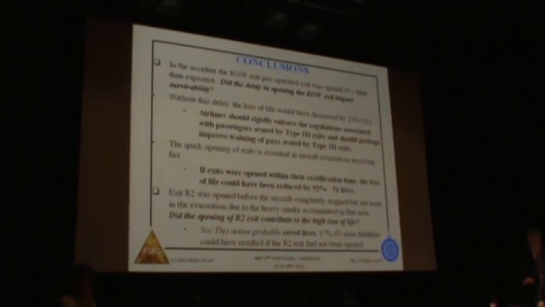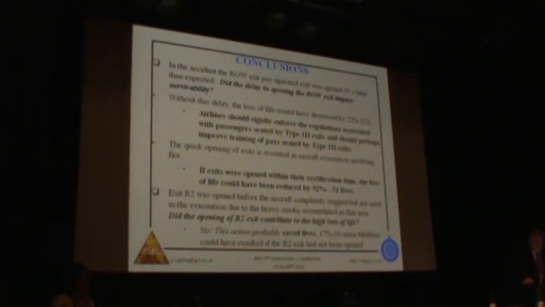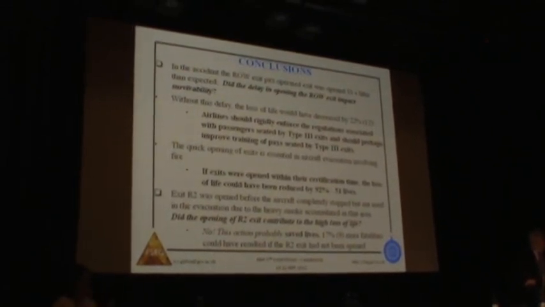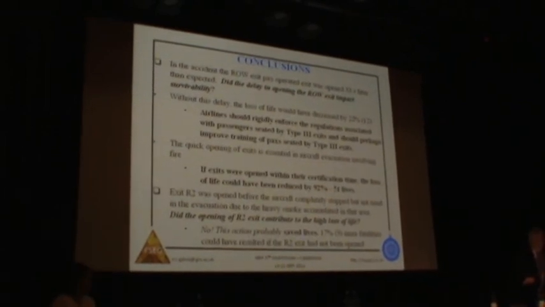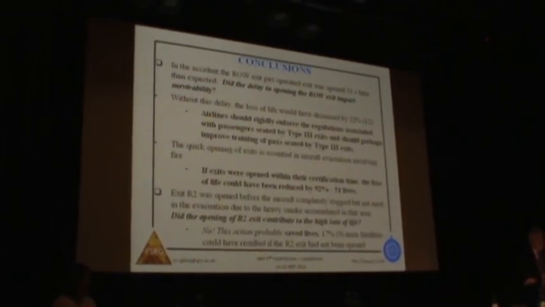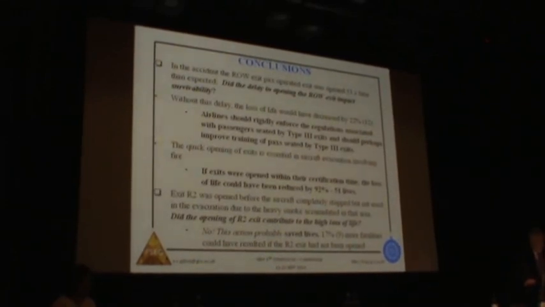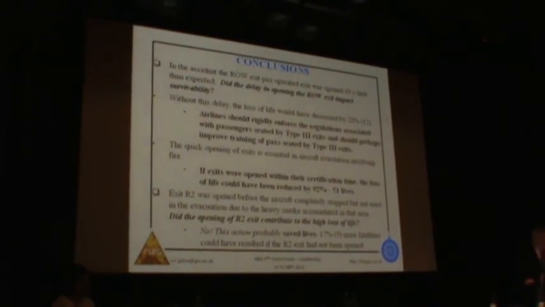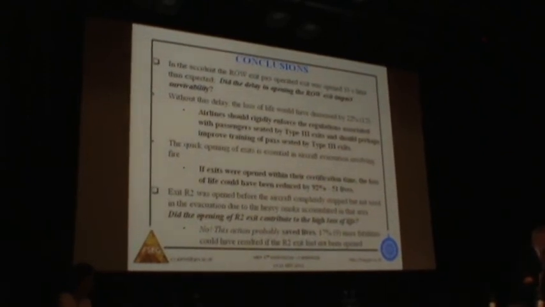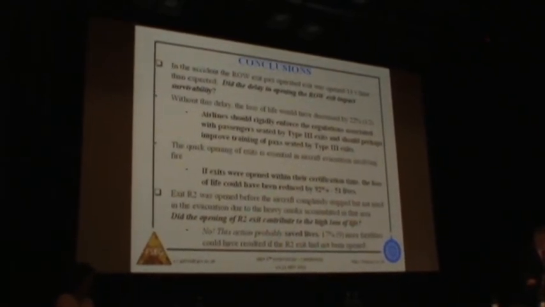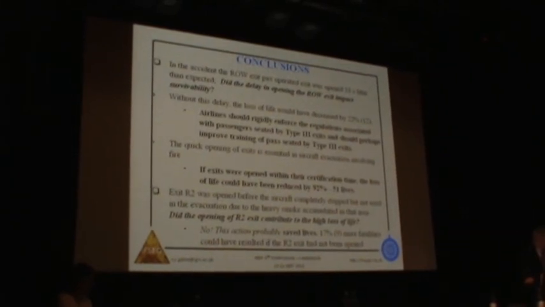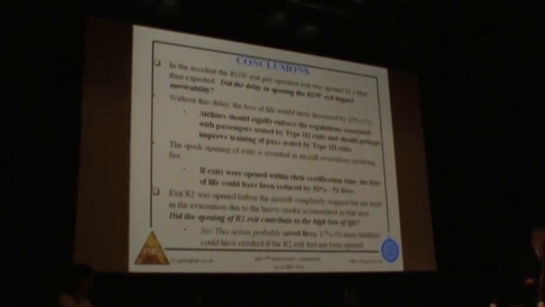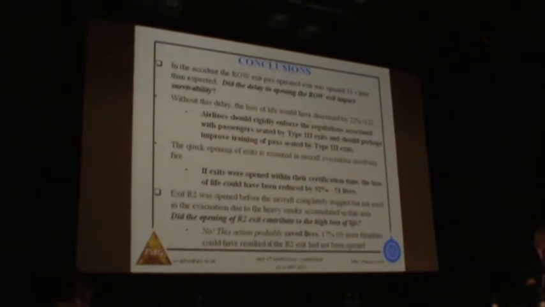A point here is that airlines should rigidly enforce the regulations associated with passengers seated by Type 3 exits, and should perhaps even go further and improve the training of passengers seated by these exits. The quick opening of the exits is essential in aircraft evacuation involving fire. If the exits were opened within the certified time, the time that's demonstrated in the certification trials, the loss of life would have been decreased by 92%, and so 51 lives would have been saved.